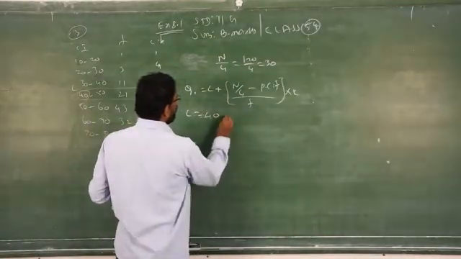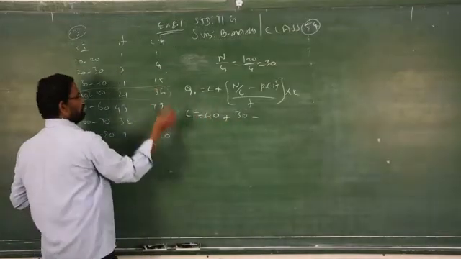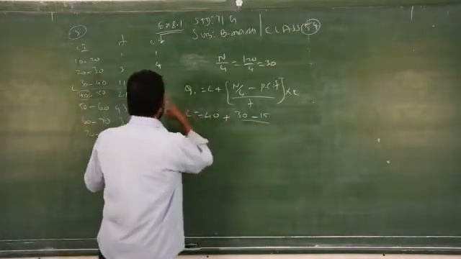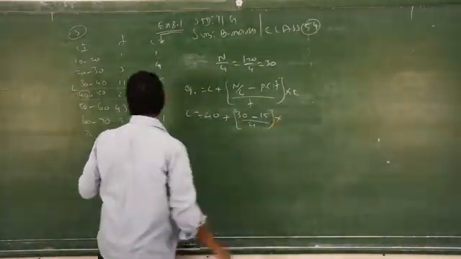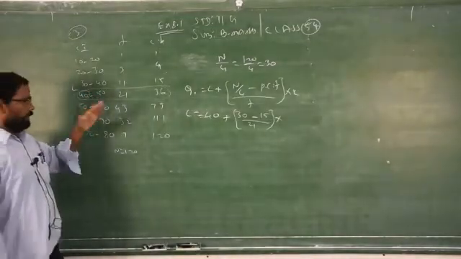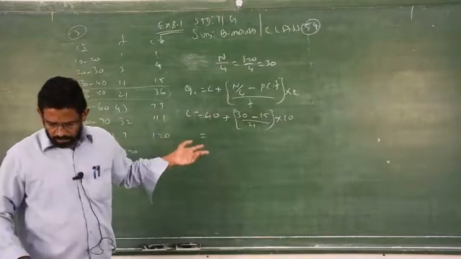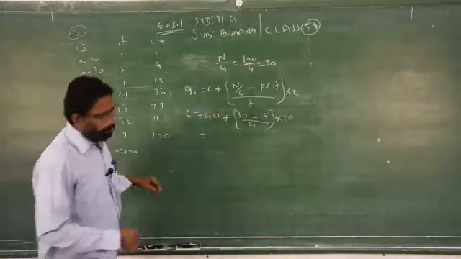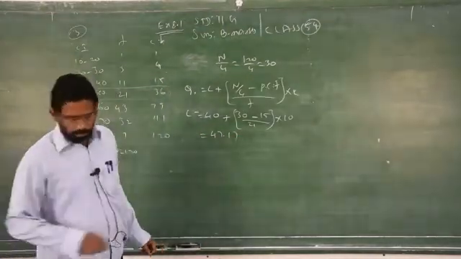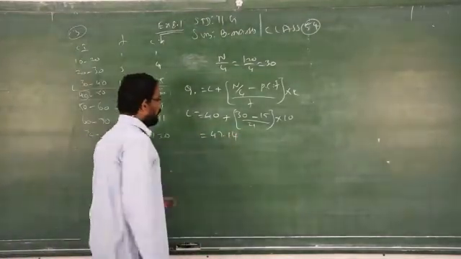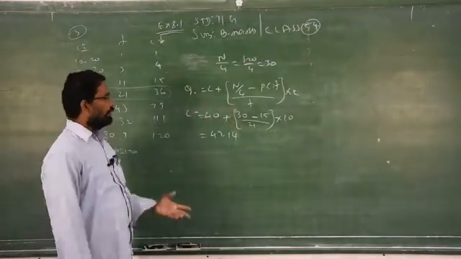Now n by 4, we found already 30. What is the previous cumulative frequency of the model class? 15. What is the corresponding frequency? 21. So what is class size? See the difference between 40 to 50, how much? 10. Just simplify. I will write down the answer straight away, that is 47.14. This is your answer. Just apply a calculator, simplify by using the calculator, and you will get the answer.